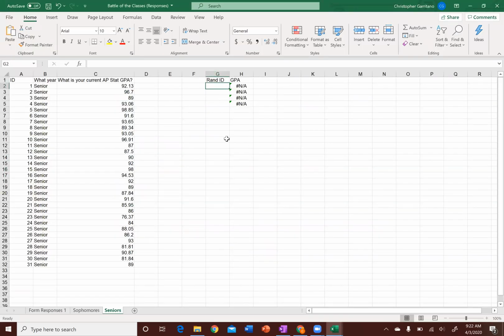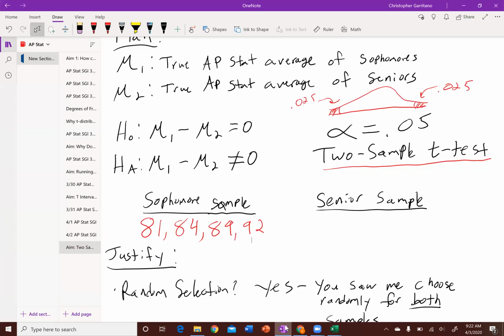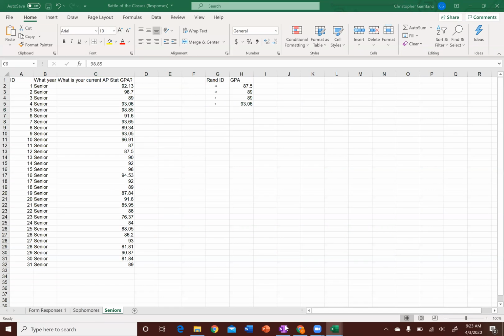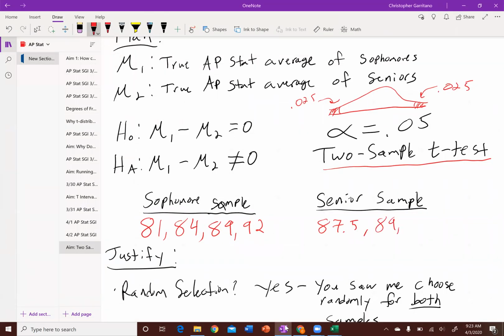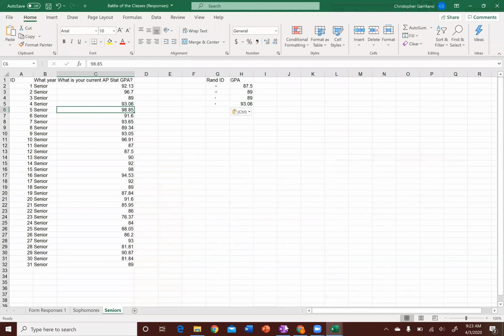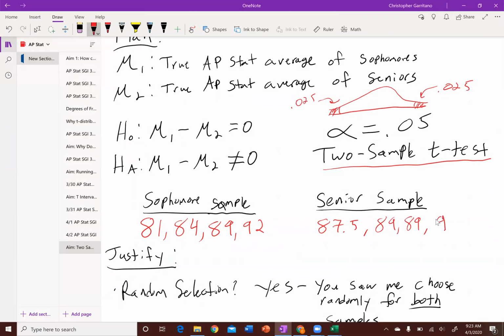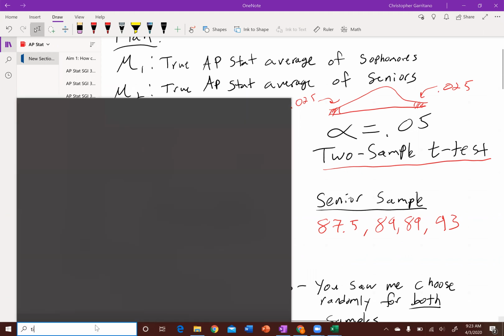Let me pull their GPAs. Okay. Wow, some very specific GPAs here, which is fine. All right, 87.5, 89, 89, and 93.06. I'm sorry, whoever's average that is, I'm just going to write it as 93. But don't worry, in my books, you're still a 93.06. All right. One thing I forgot to do was to open my TI-84.